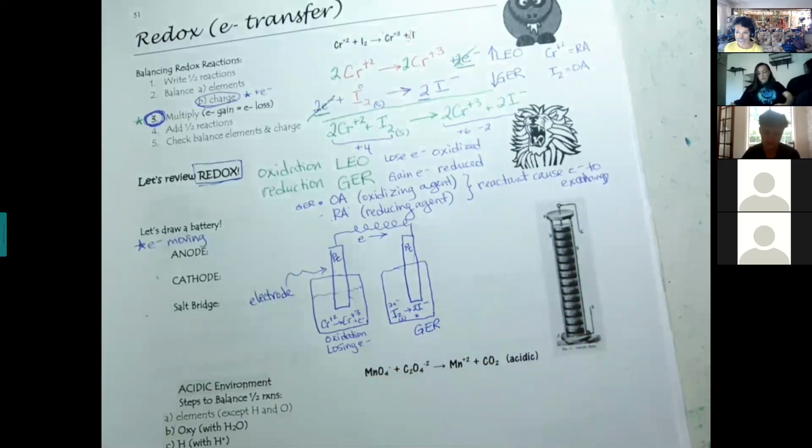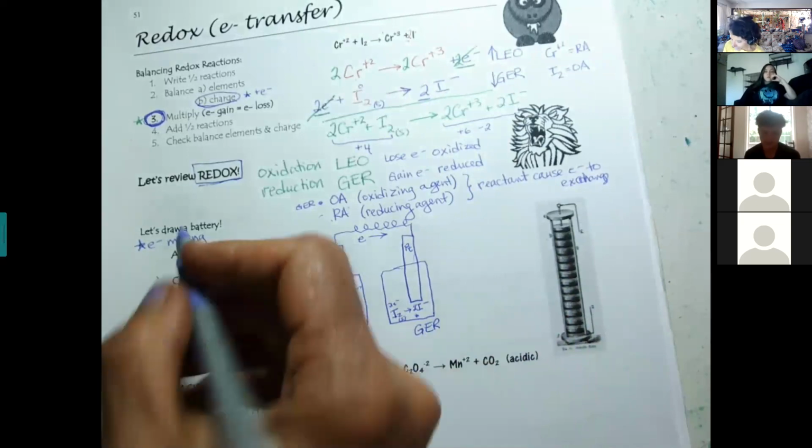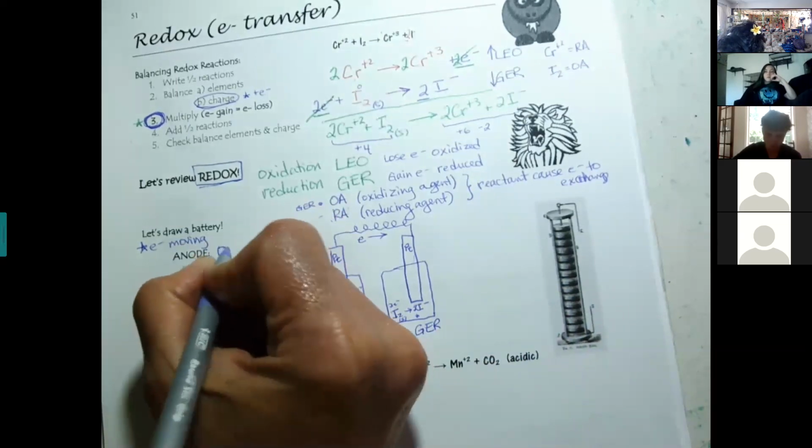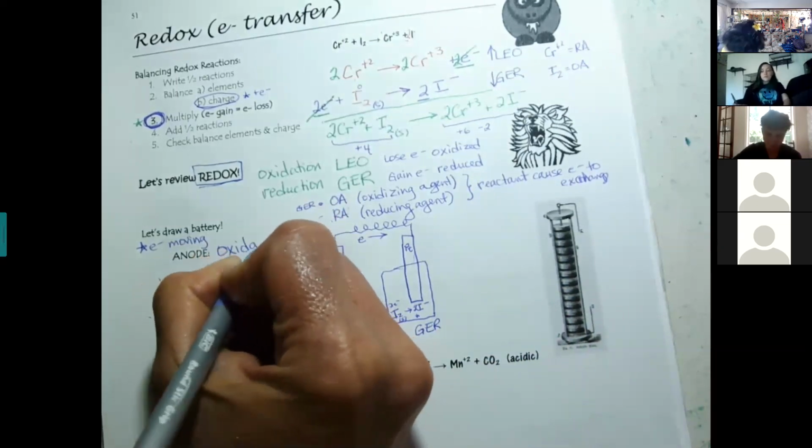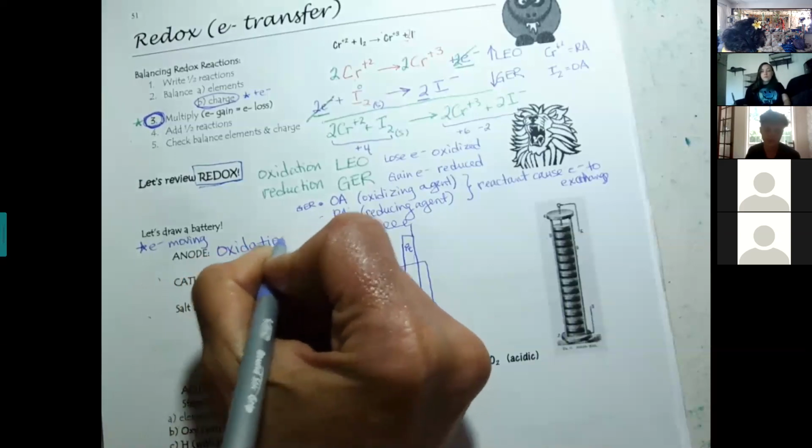Questions up to that point? We're only halfway done. That's just taking the information from above. So we have to complete this. A couple things. The anode is always oxidation, always. Remember that as we go through the week.